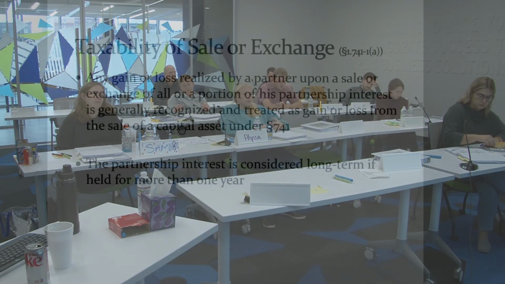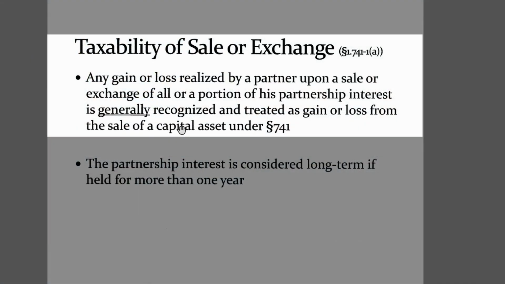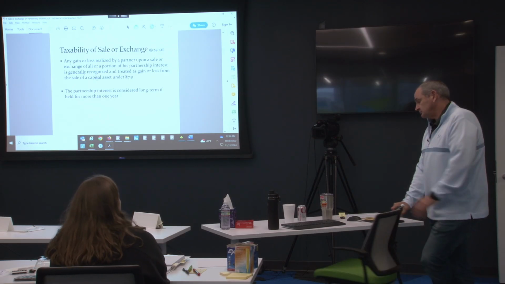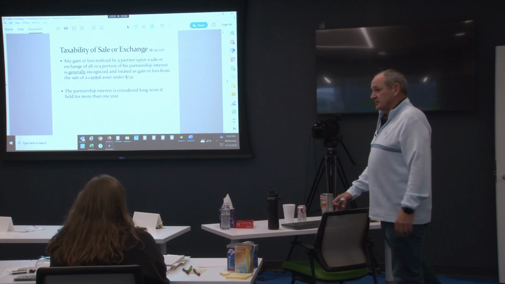Okay? Sam, who do you want to call in? Brad, what does this say? Taxability of sale or exchange. Any gain or loss recognized by a partner upon a sale or exchange of all or a portion of his partnership interest is generally recognized and treated as gain or loss from the sale of a capital asset under 741. Okay, so 741 says the sale or exchange of a partnership interest is the sale of a capital asset, unless there is a rule that says no. Hot assets?